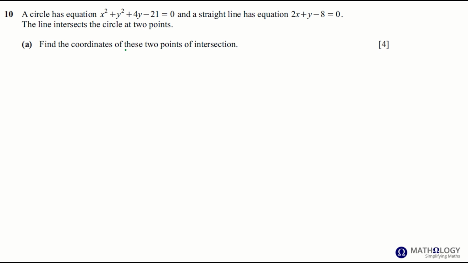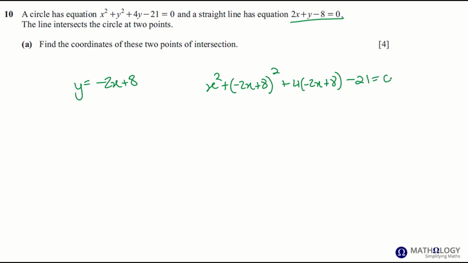Now, whenever we're dealing with points of intersection, we're equating two expressions, right? We're equating, in this case, the circle to the straight line graph 2x plus y minus 8 equals 0. So all we're doing is simultaneous equations. The first thing we're going to do is just isolate y from the straight line. So y equals minus 2x plus 8, and we're now going to substitute that expression for y into the circle. So we'll have x squared plus (minus 2x plus 8) all squared plus 4 times (minus 2x plus 8) minus 21 equals 0.